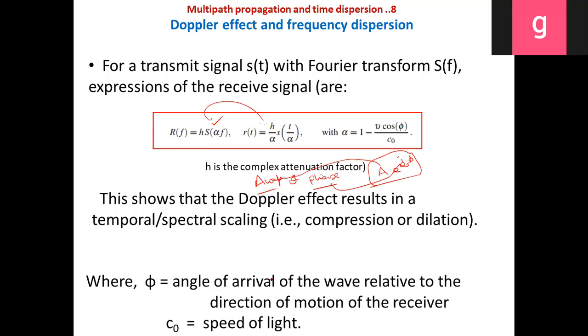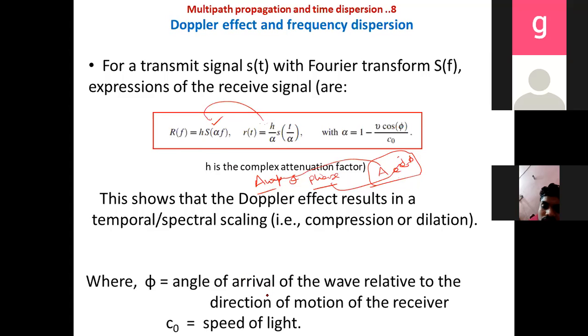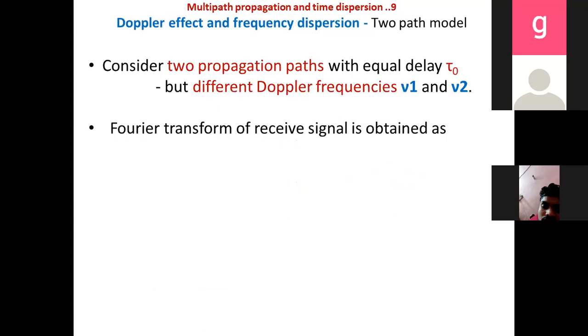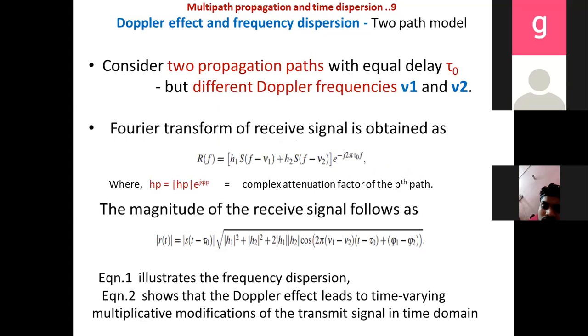So now let me take again two paths. Receiver is receiving the signals in two paths and how the signal is getting affected due to the Doppler effect. You can see here. Consider two propagation paths with equal delay. Here I'm considering the equal delay because it gives the most significant effect. But Doppler frequency velocities are different, V1 and V2. See, I am considering Doppler effect at the receiver.